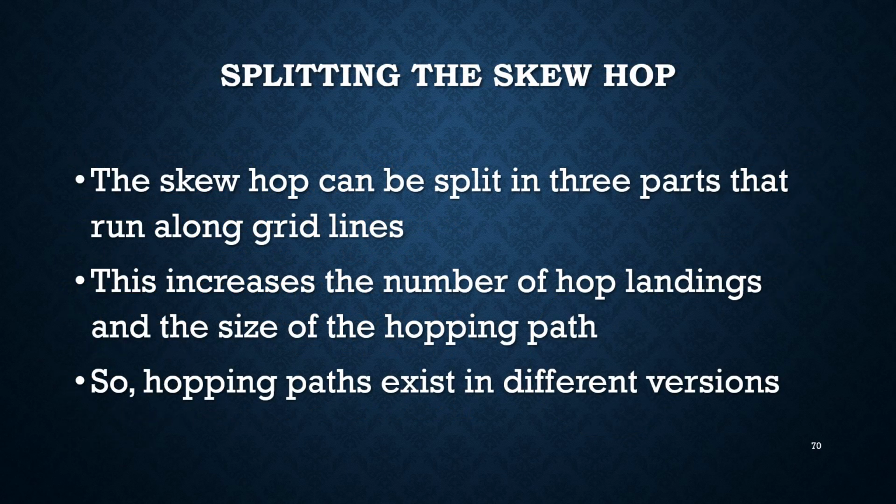The skew hop can be split in 3 parts that run along grid lines. This increases the number of hop landings and the size of the hopping path. So, hopping paths exist in different versions.